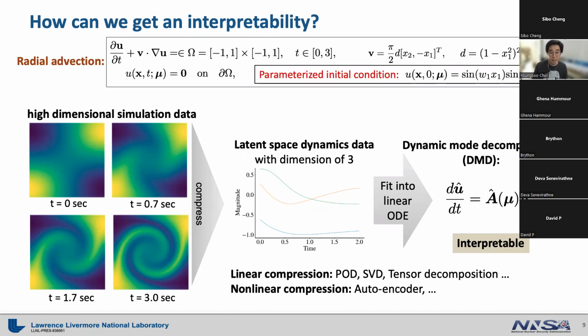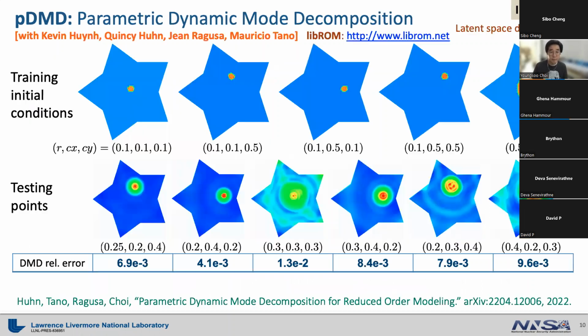By the way, DMD requires only data, so it is not an intrusive method, which requires less development time than other intrusive methods. So we were able to apply this DMD to many different physics problems pretty quickly. Let me introduce some of them now.